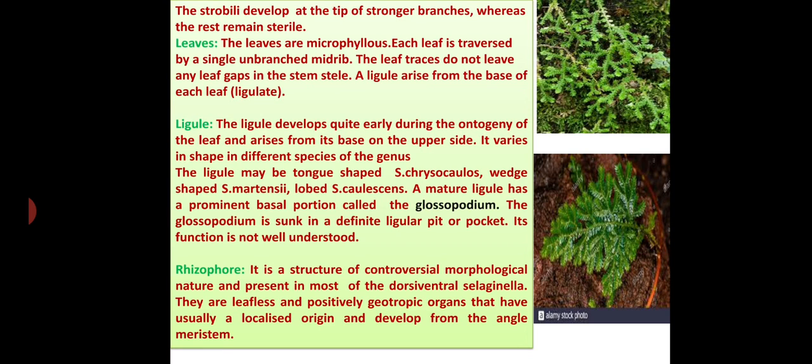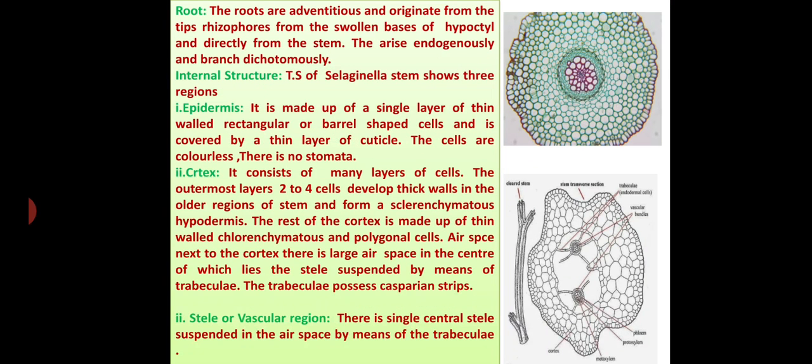Its function is not well understood. Then we discuss the rhizophore. It is a structure of controversial morphological nature and present in most of the dorsiventral Selaginella. They are leafless and positively geotropic organs that have usually a localized origin and develop from a single meristem. Then we discuss the root. Roots are adventitious and originate from the tip of the rhizophore, from the basal part of the hypocotyl and directly from the stem. They arise endogenously and branch dichotomously.